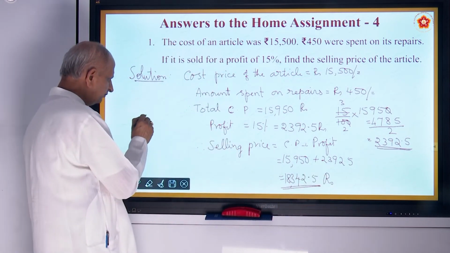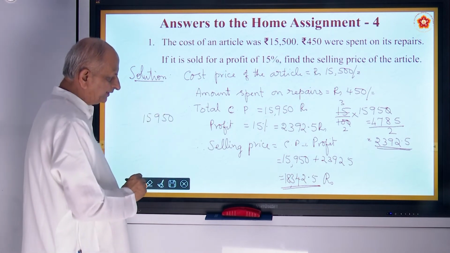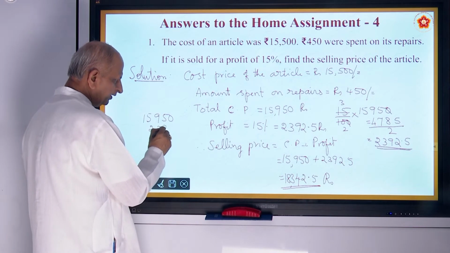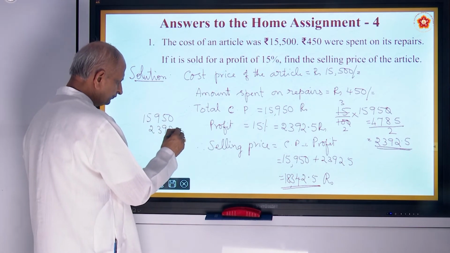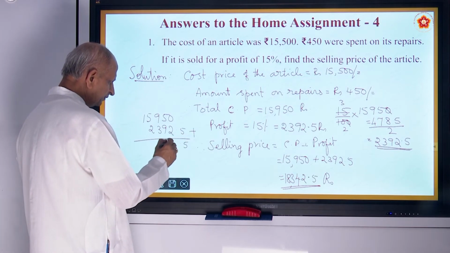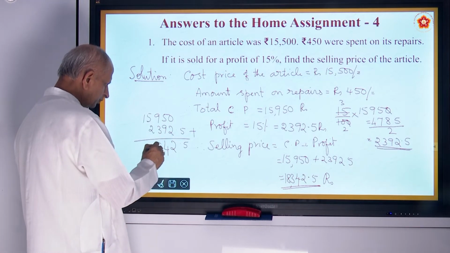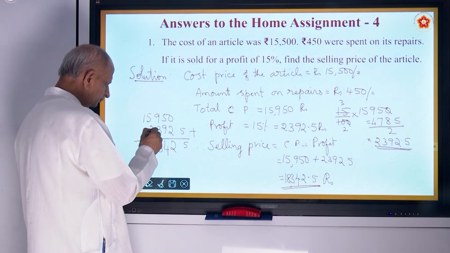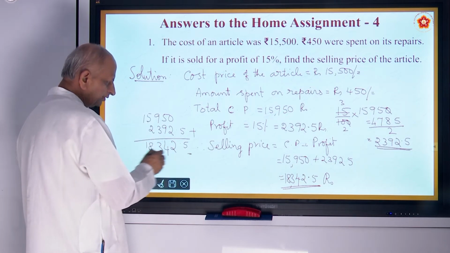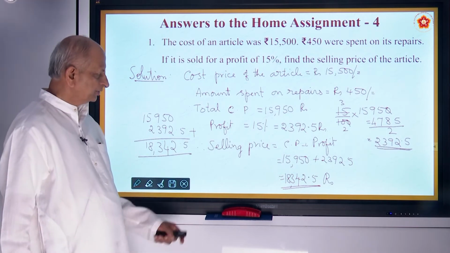So what have you done? 15,950 is the cost price, plus profit is 2,392.5. Added 0.5 as it is to 14, 13, 18. So 18,342.5 rupees. Understood?